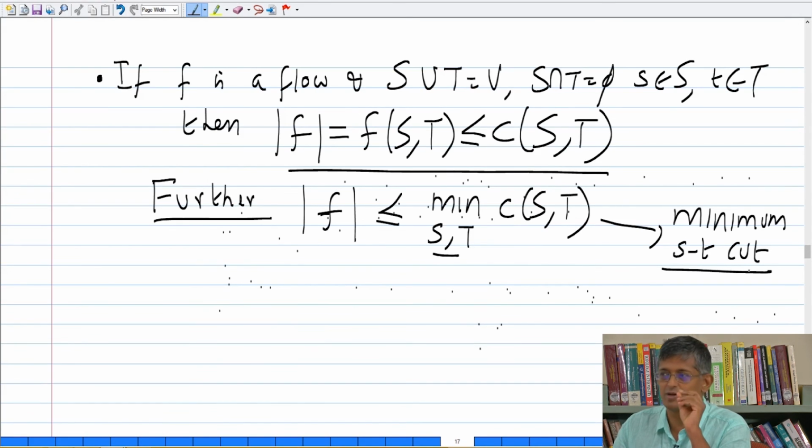I am assuming you remember your electrical circuits, right. So, they are just the same. This is just a more generic framework in which this whole thing is presented. Therefore, the maximum flow is upper bounded by the minimum value of the ST cut.